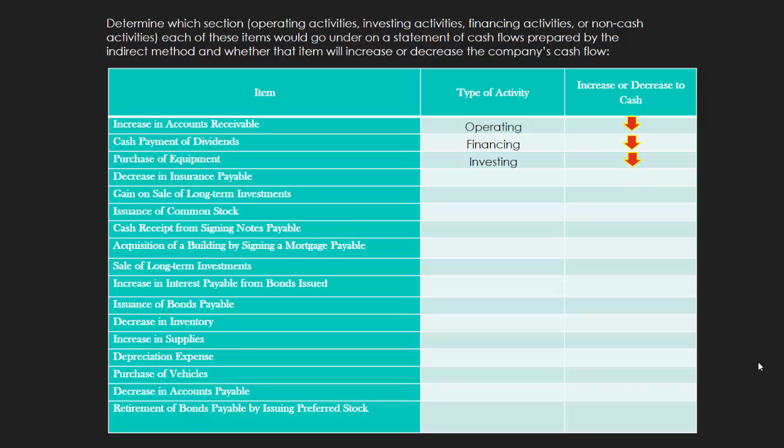Underneath this, we have a decrease in insurance payable. That is a current liability, and just like all current assets go in the operating section, all current liabilities go in the operating section. They, however, work the same way as cash. If we have a decrease in insurance payable, that means we paid off more of our insurance debt during the period. And if we're paying off more of our debt related to insurance, well, then our cash flow has to be going down.